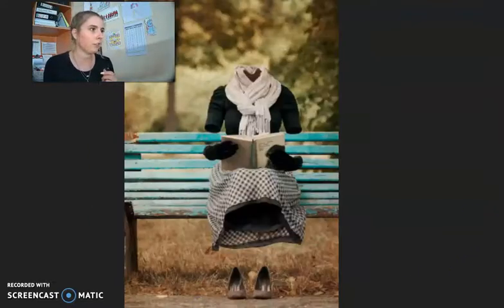This is the other picture that you can choose from. What is happening in this picture? It looks like there's an invisible person reading a book. This woman is invisible. You can only see her clothes, but you can't see her arms, her legs, her head, none of that. Okay?